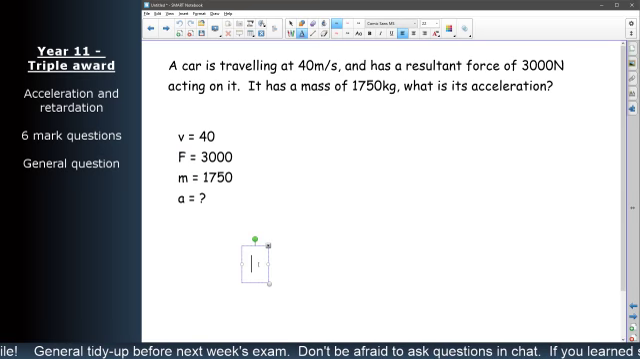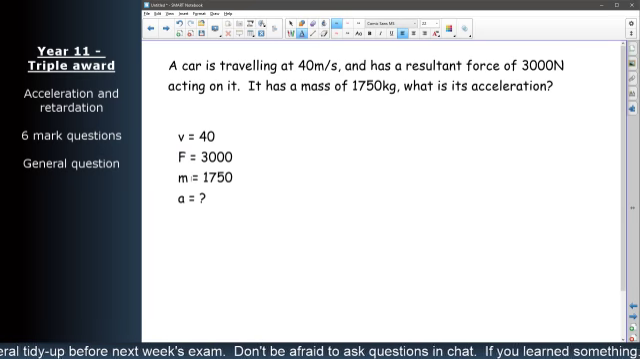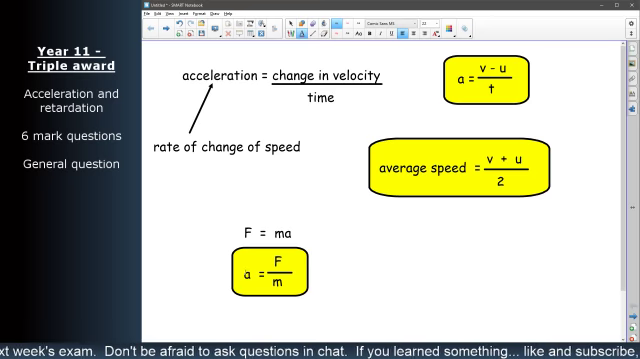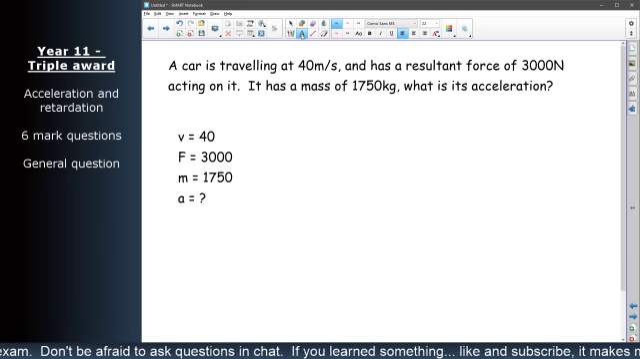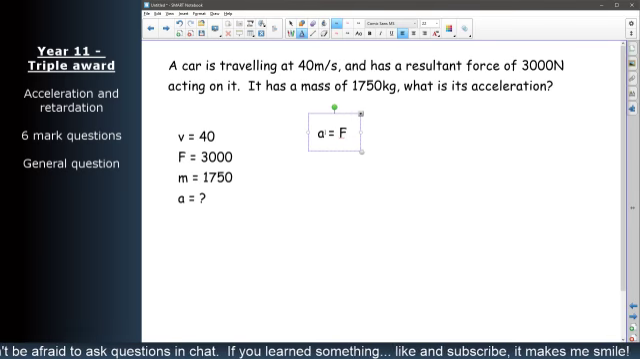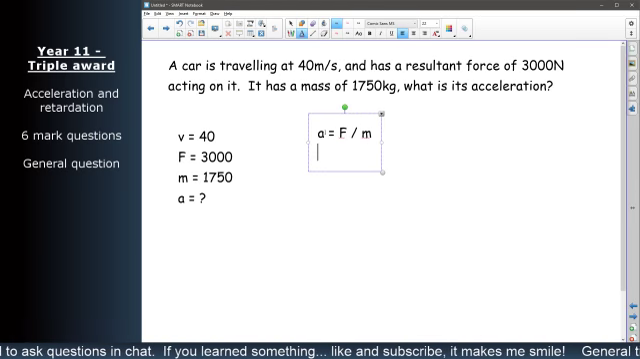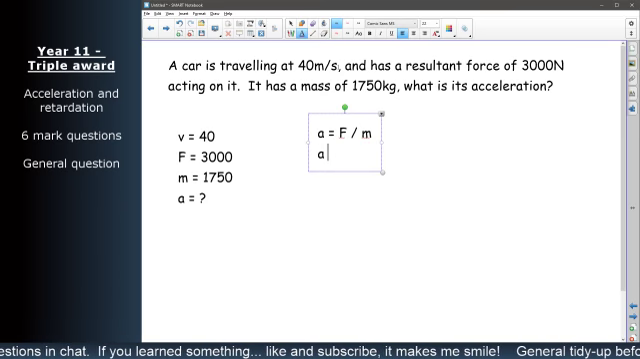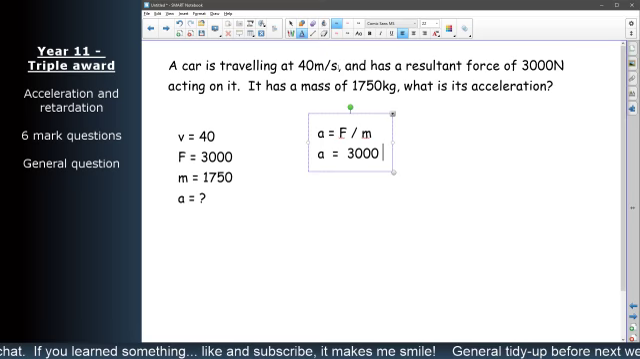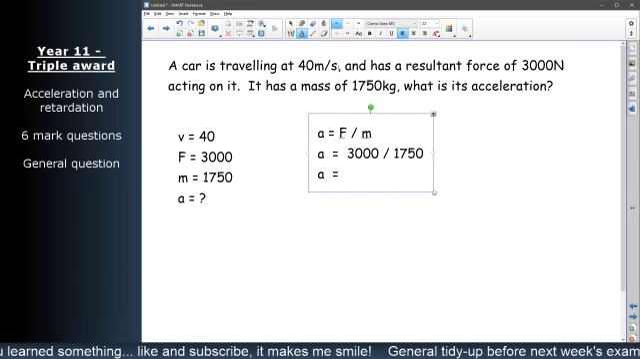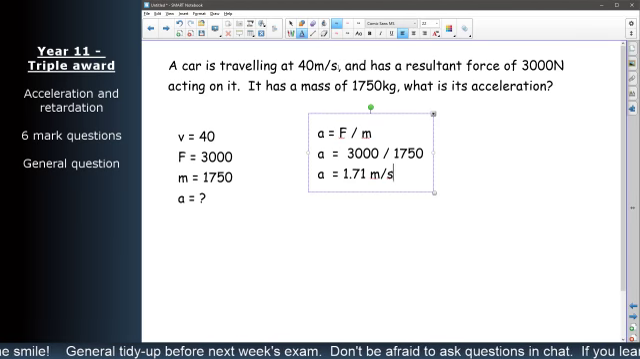Suddenly this becomes a really straightforward question, because you look at it and go, I've got F, I've got M, I've got V, and I want to find A. You quite quickly make the connection that this is A, F, and M. That's this equation. So we pop the numbers in: A equals F divided by M, so A equals 3,000 divided by 1750. Reach for the calculator, 3,000 divided by 1750, and we get 1.71 to 2 decimal places. And because all my units have been correct, this will be in meters per second squared.